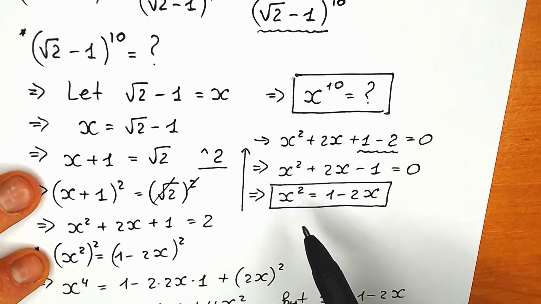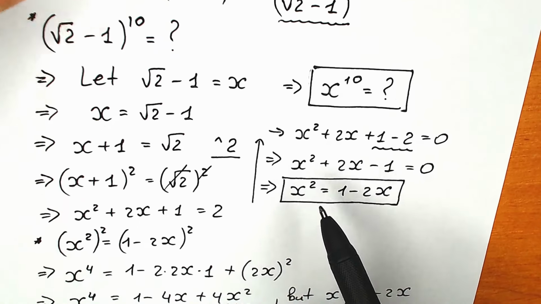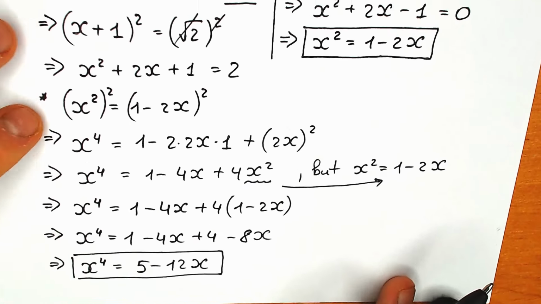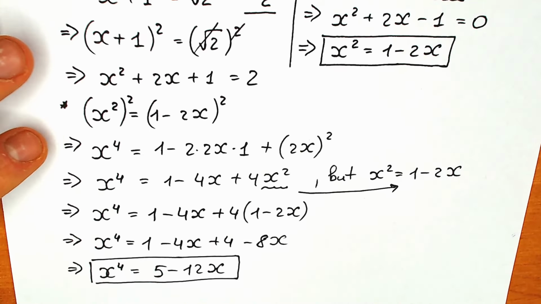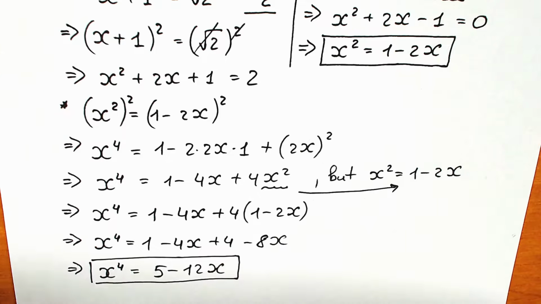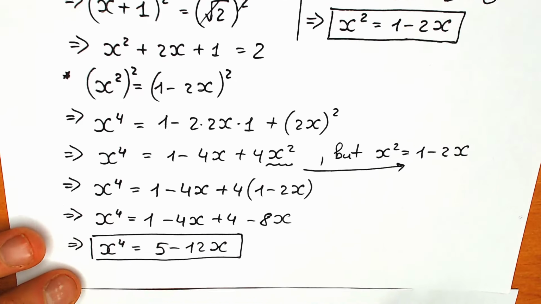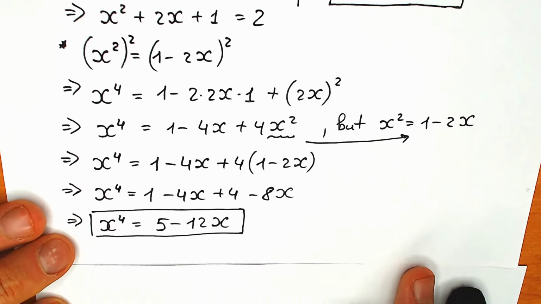So that's why we know x squared. At this moment we know about x to the power 4. And the next step, we're going to raise this x to the power 4 once more to the power 2, because we need to find x to the power 10.